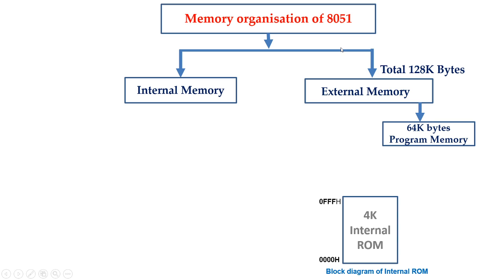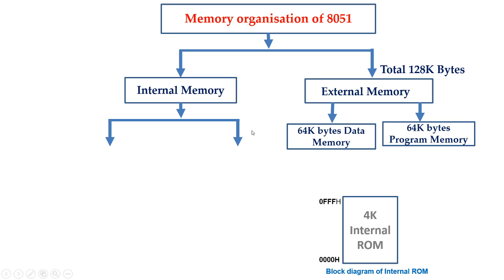As we know, with a 16-bit address bus, 2 raised to 16, that is 64K bytes of program memory, is addressed by the 8051 microcontroller. Data memory is also 64K and its address bus is 16-bit. So data memory 64K and program memory 64K, total memory is 128K bytes. So this is the external memory of the 8051 microcontroller.